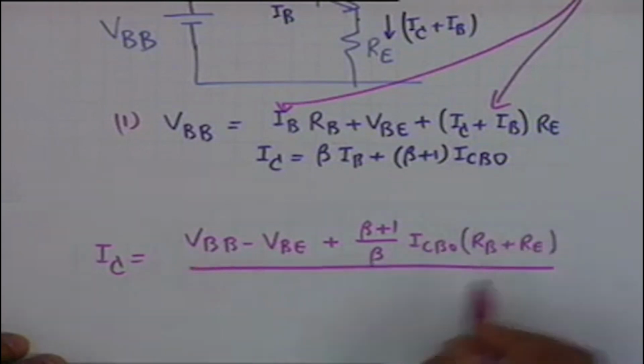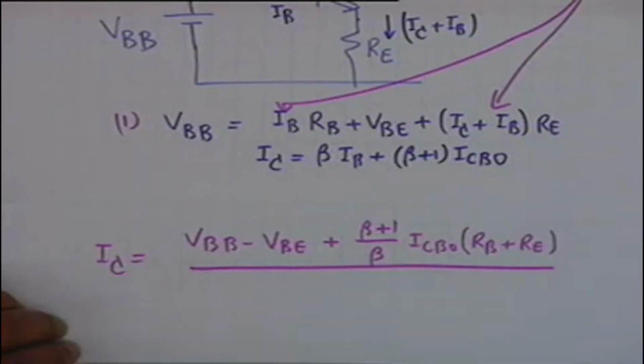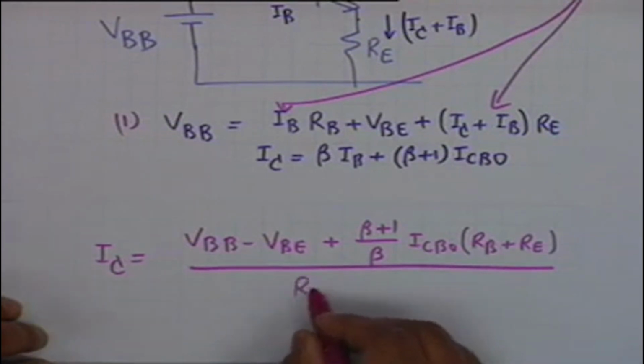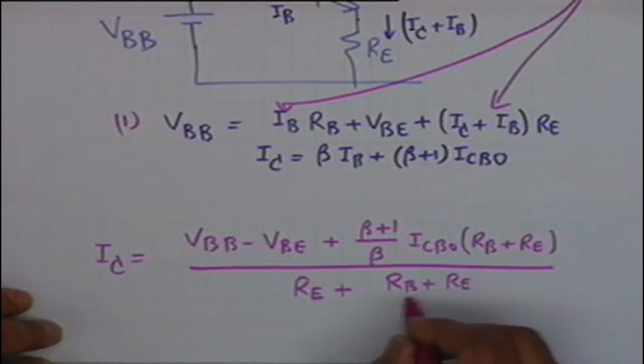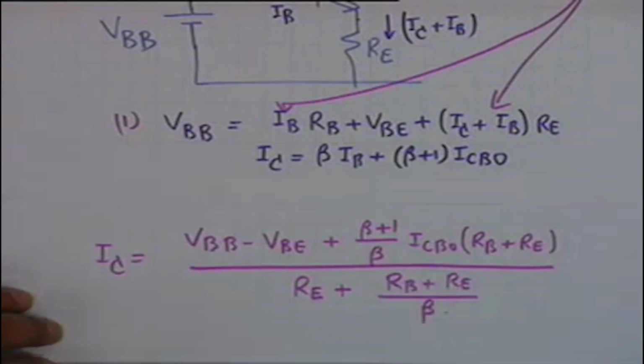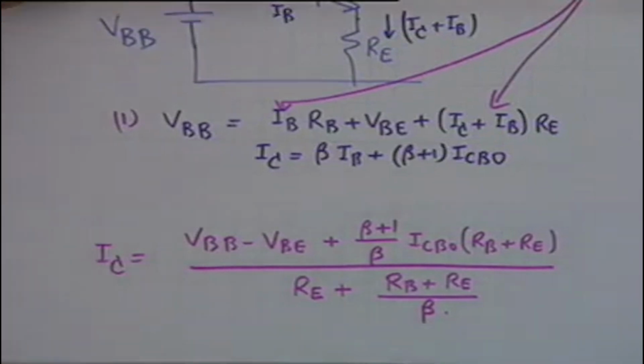Write down the expression because it is a very significant expression, although a bit long, but we shall go very deep into this expression to be able to understand how and why I sub C is stabilized. Why is it called a stabilized bias circuit? The denominator is RE plus RB plus RE divided by beta. This is the expression for I sub C, which contains its dependence on temperature through three things. What are these?